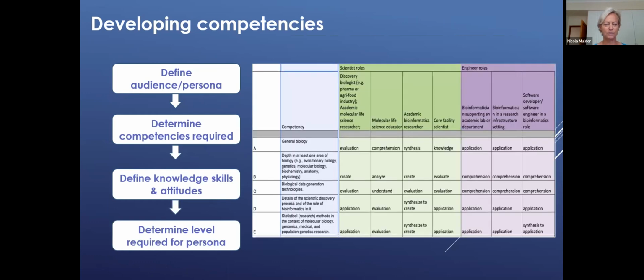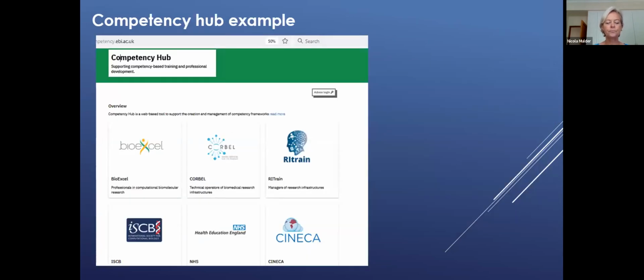The next step is to determine, for each of the personas you've identified and for each competency, what level they need that competency. For ISCB, we ended up using Bloom's taxonomy, which is a list of about 5 or 6 terms that show how much depth you need in a competency. Do you just need knowledge of something, or do you need comprehension, be able to evaluate, assess, and drive the field in that particular competency? Through this process, we've developed competencies for the ISCB.